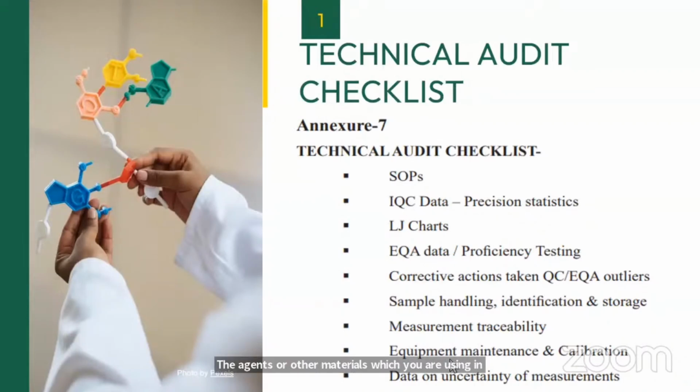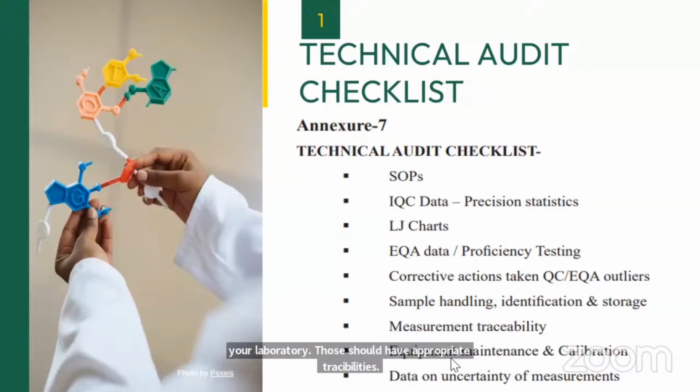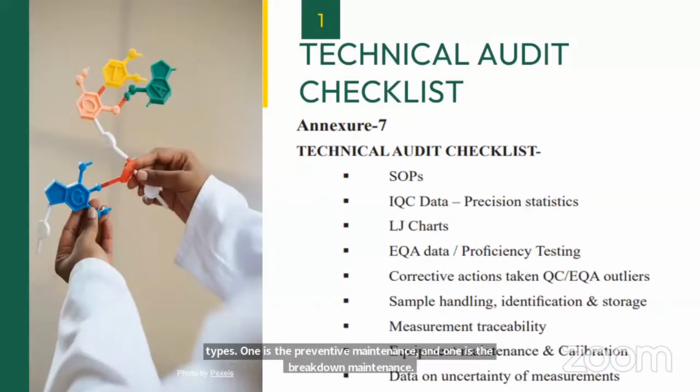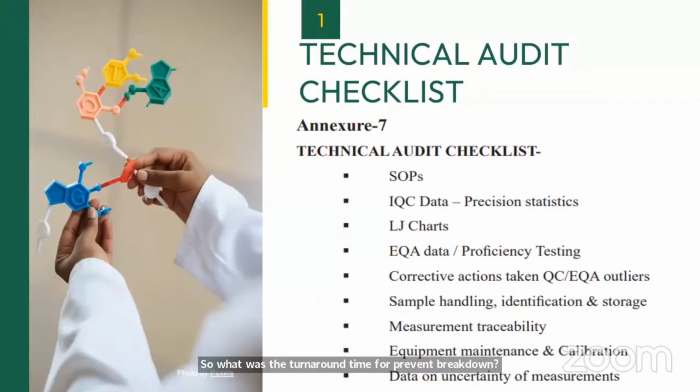Then equipments also must be audited. Maintenance of the equipment, preventive maintenance of the equipment. Maintenance will be of two types. One is the preventive maintenance and one is the breakdown maintenance. So what was the turnaround time for breakdown maintenance? How many hours or how much time was the equipment down? What alternative arrangements has the laboratory made during those maintenance procedures? That also you have to check.